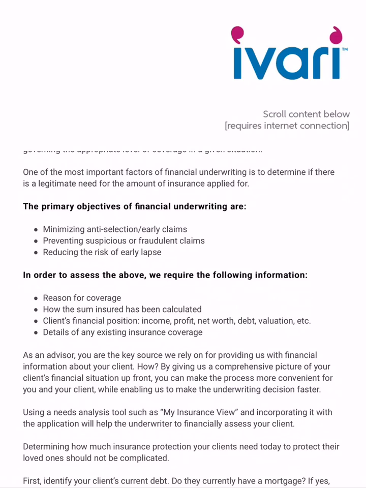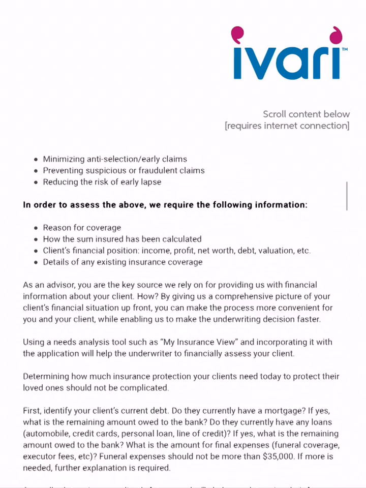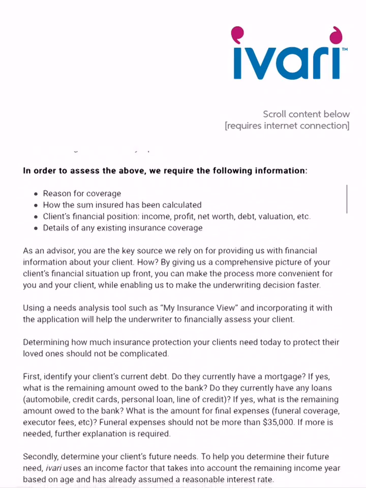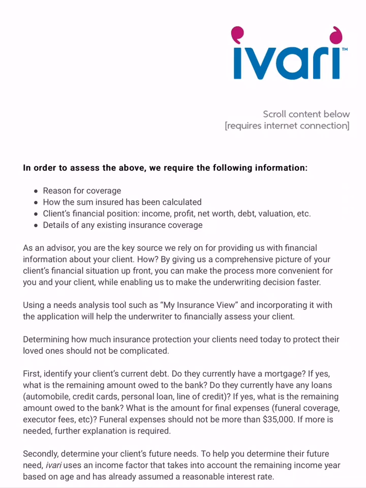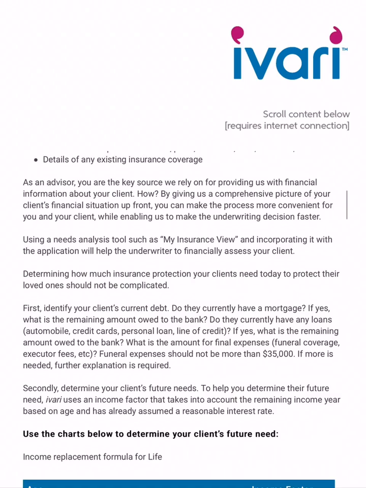Primary objectives of financial underwriting are minimizing anti-selection, early claims, preventing suspicious or fraudulent claims, and reducing the risk of early collapse. In order to assess the above, we require the following information: reasons for coverage, how the sum insured has been calculated, the client's financial position, income, profit, net worth, debt, valuation, etc., and details of any existing insurance coverage.